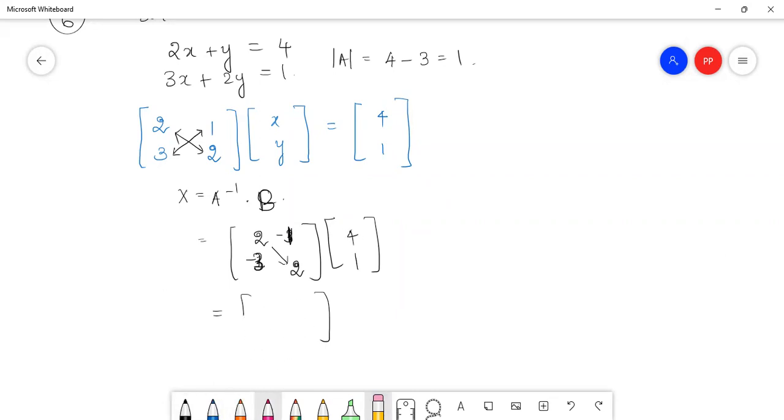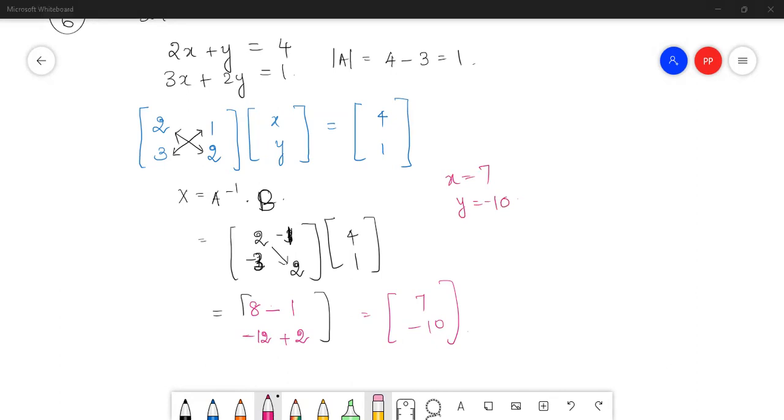Then it is going to be 2 4s are 8 minus 1, 4 3s are 12 plus 2, which is 7 and minus 10. So x is equal to 7 and y is equal to minus 10. Yes, Aditya, correct.